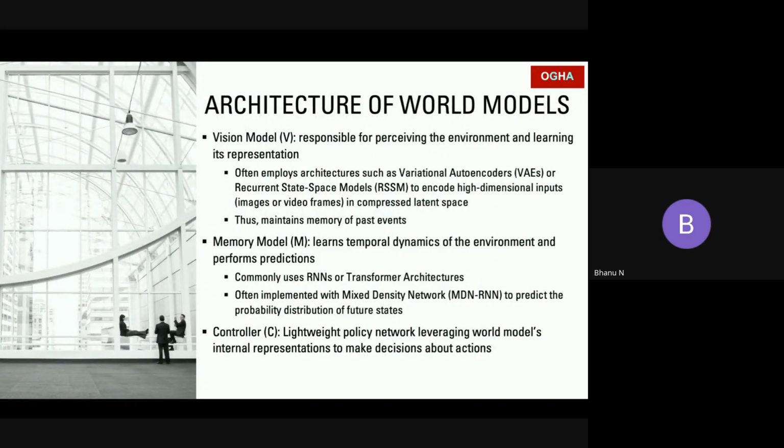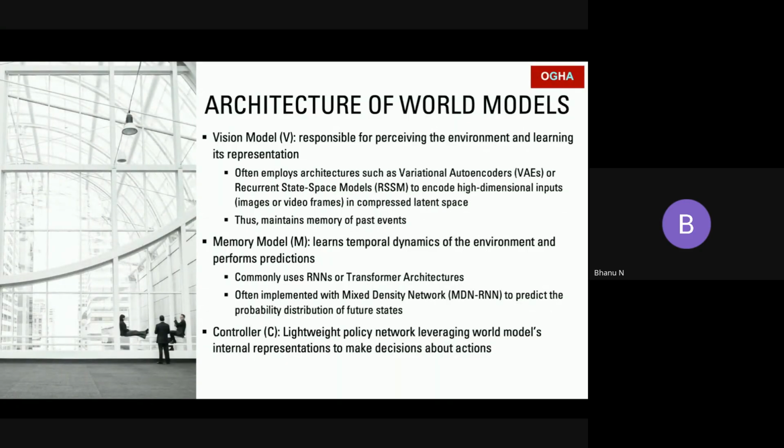Now, we saw the architecture of the previous ones, but what is the architecture of these world models? There are three components. One is a vision model. That's why I said I will revisit that large vision model. This vision model is responsible for perceiving the real world, the environment around it, and learning how it is represented. Basically, it uses architectures such as variational autoencoders, LSTMs, recurrent state space models, and so on.